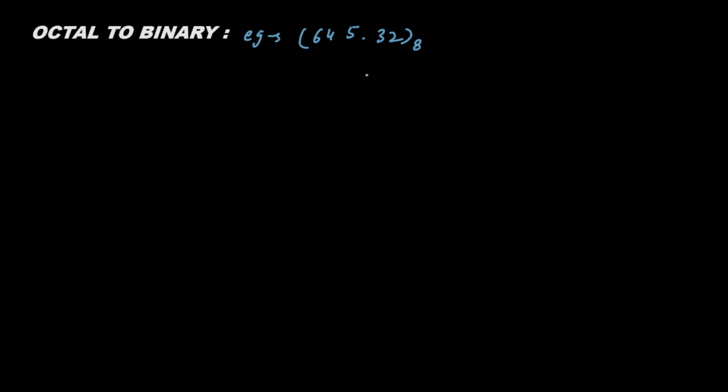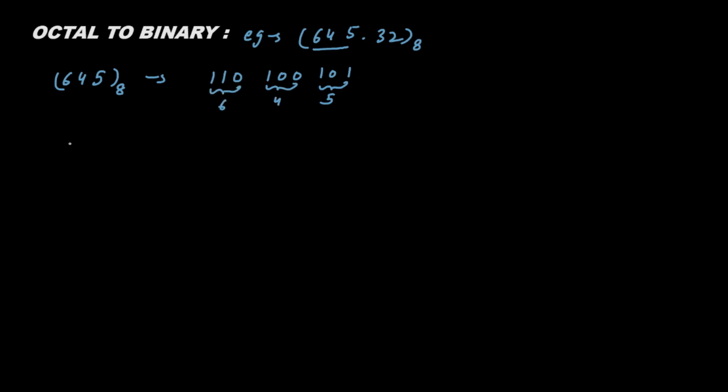While we were converting from binary to octal, we were grouping in 3 bits. Now, we are going to write each number in the form of 3 bits. Let me first consider this integer part, 645. I will write 3 bits for each. For 6, it is 110. Then for 4, 100. And for 5, 101.